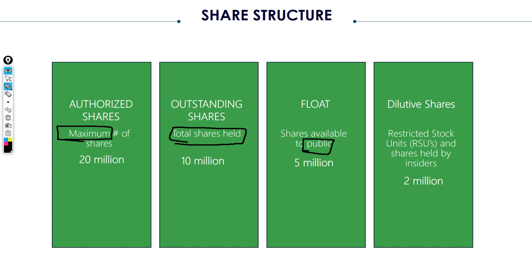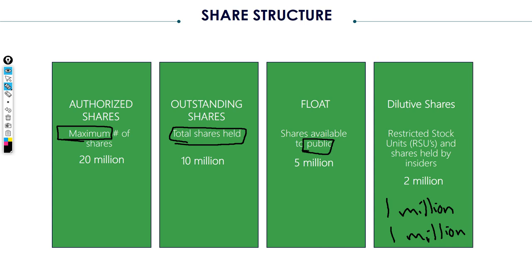Dilutive shares are restricted stock units and shares that are held by insiders. Okay, so let's say the CEO of a company holds 1 million shares and its employees have 1 million RSUs, or restricted stock units. Then there are 2 million dilutive shares.